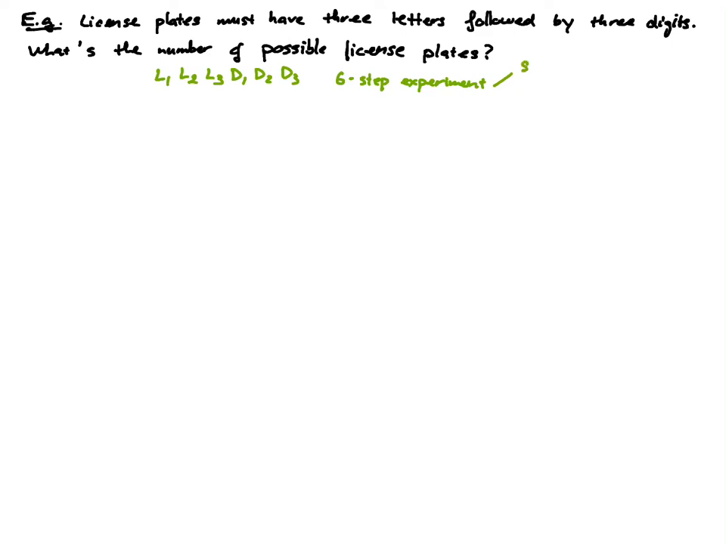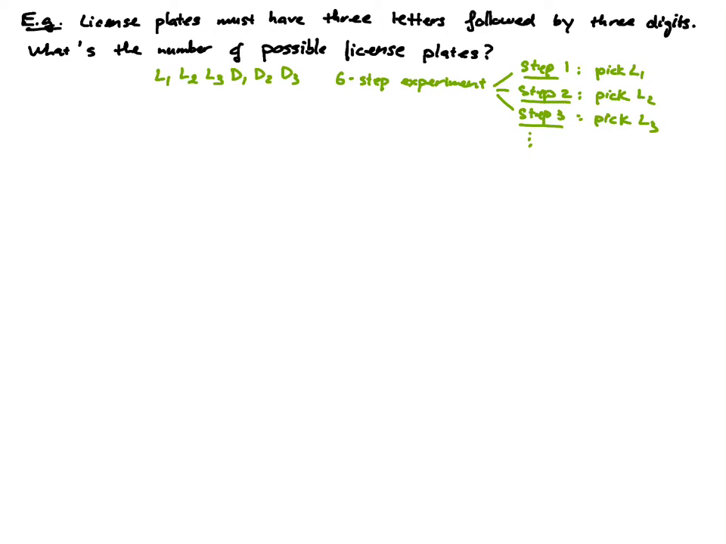So in step 1, you pick L1. In step 2, you pick L2. In step 3, you pick L3, and so on. You get the idea. In step 4, you want to pick D1. In step 5, you pick D2, and then in step 6, you pick D3.